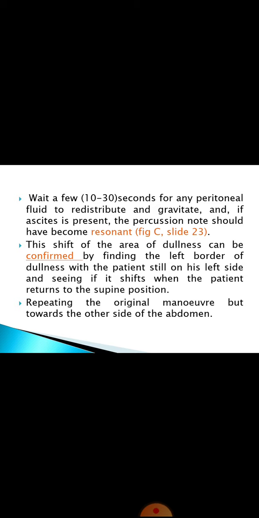This shifting of the area of dullness can be confirmed by finding the left border of the dullness when the patient is still on his left side, and seeing if it shifts when the patient returns to the supine position. Then repeat the original maneuver toward the left side of the abdomen.